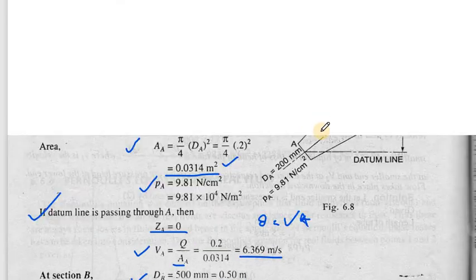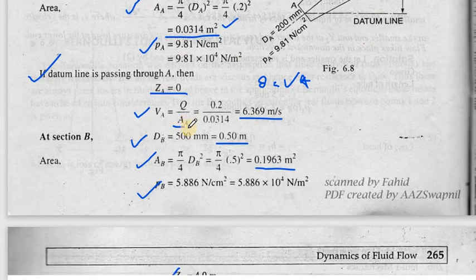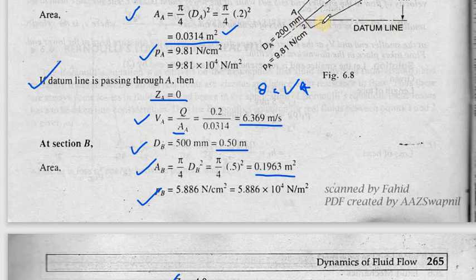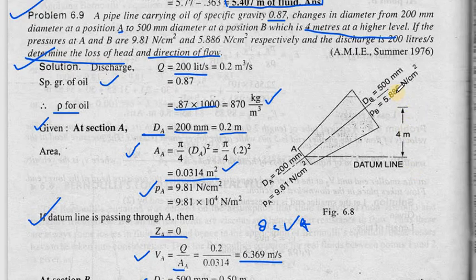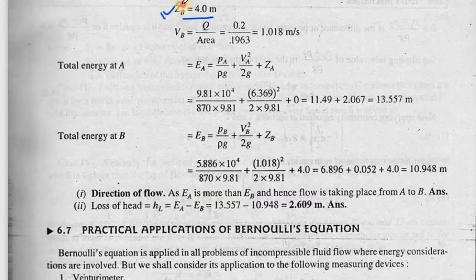ZB. Now in this case, as I've told you, the point A has been kept as a datum. So point B is at a height of 4 meter from point A. Now the datum height at point B will become what? 4 meter. Okay, because we are assuming that point A is at a datum line, so the datum at first point will be 0 and the datum at the second point will be 4. So the ZB value will be 4.